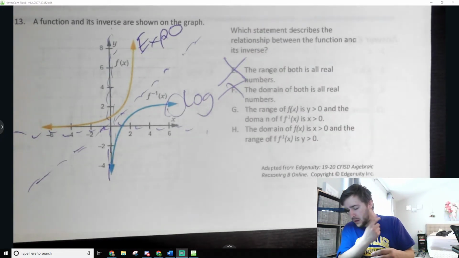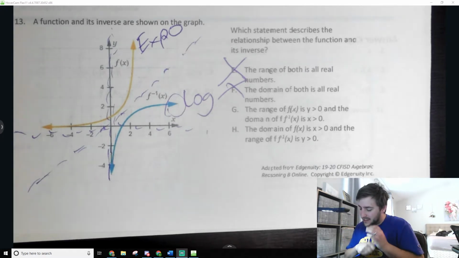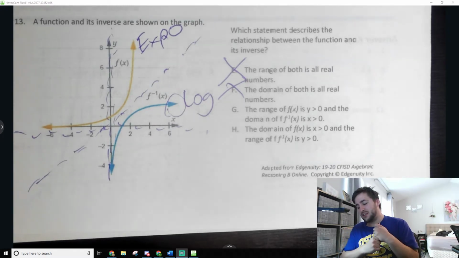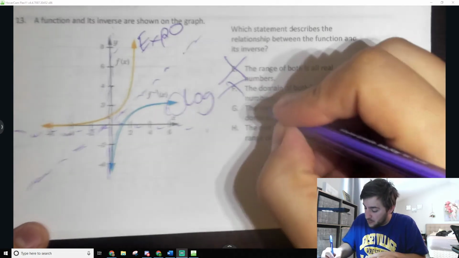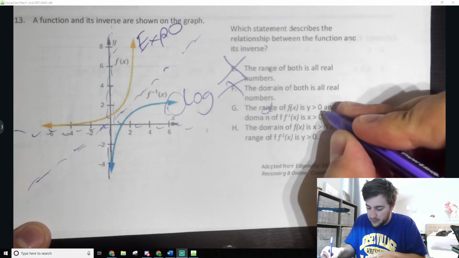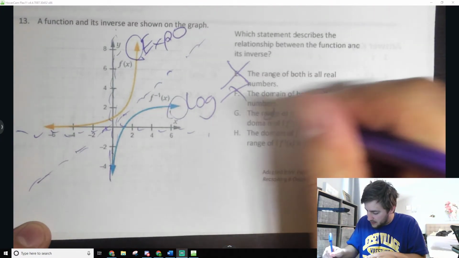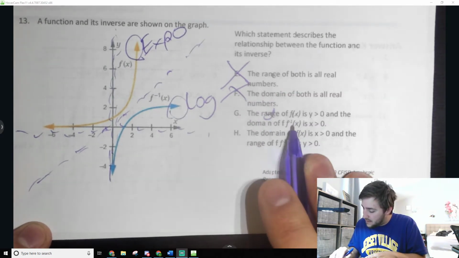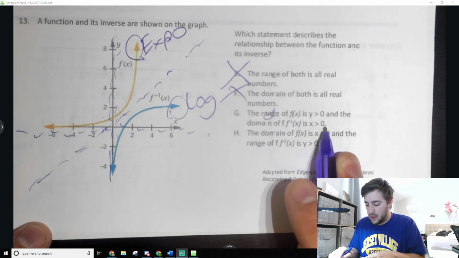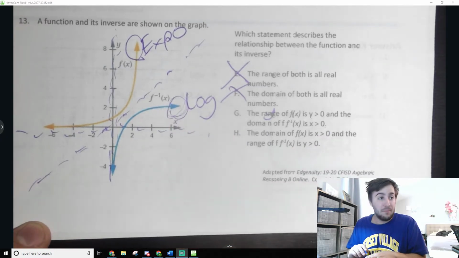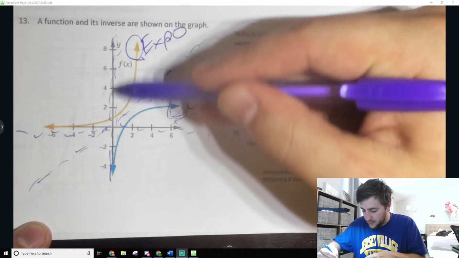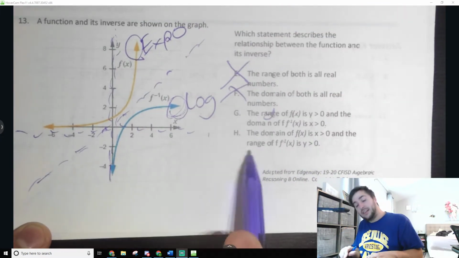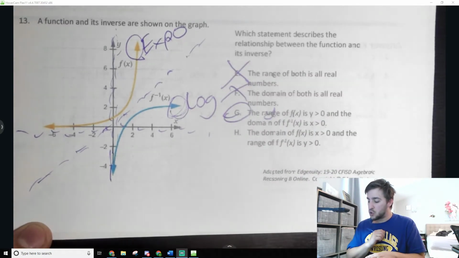Okay. The range of f of x is y greater than 0, and the domain of f inverse is x greater than 0. So remember, range is y, so it's saying y greater than 0. So 0 and everything bigger. So arrow up. Absolutely. That's a true statement. And then the domain of the inverse, x greater than 0. Well, it's definitely going to be big because it's getting bigger. But does it stop at 0? Well, there's that asymptote. That's x equals 0. So yeah, it's from 0 and then anything bigger than that. So yes, this would be true.